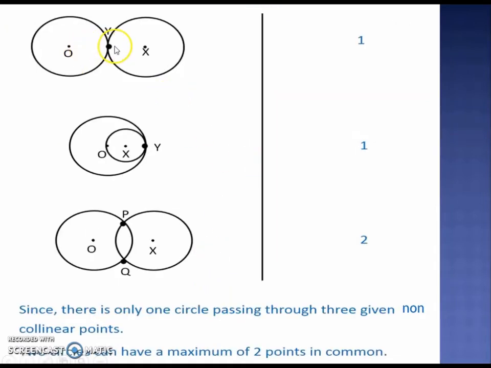Then there's another one which is touching each other at exactly 1 point, so the common point is 1. Here also one is inside the other and the common point is 1. And here the circles are intersecting each other at 2 points. So the maximum number of points where any given circles can intersect is 2.